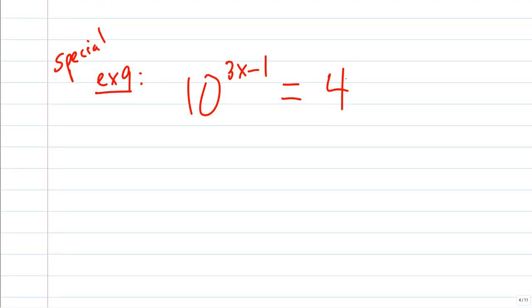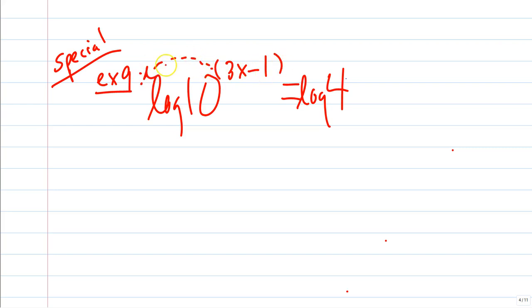This is a special one. You're like, I don't see what's so special about this. Okay, well let's start dealing with it and let's see what happens. So x is still being exponented, so I'm going to still log both sides. This whole group now moves to the front.